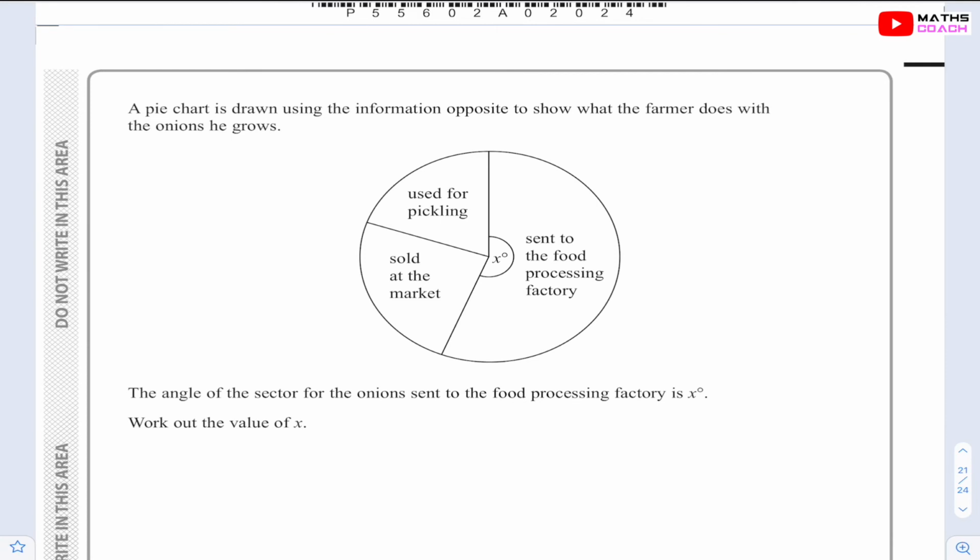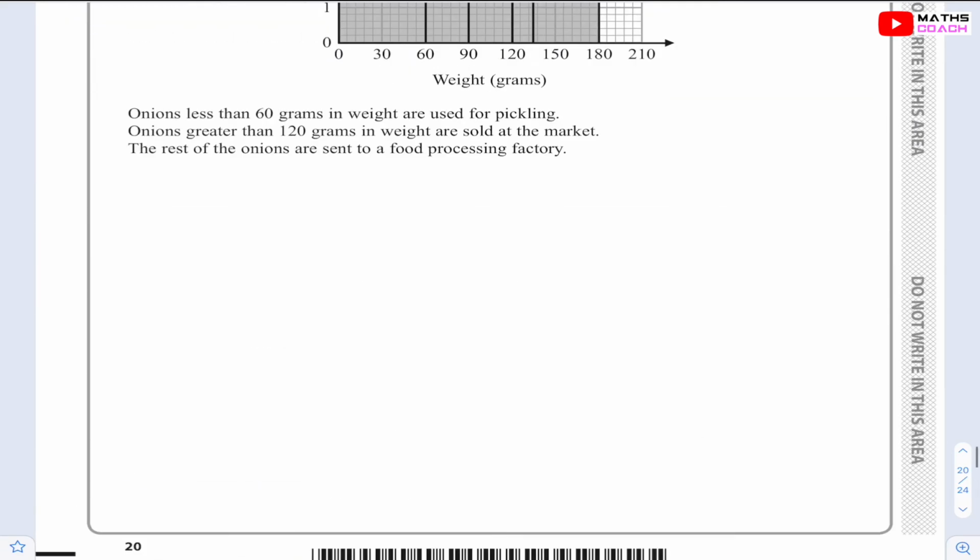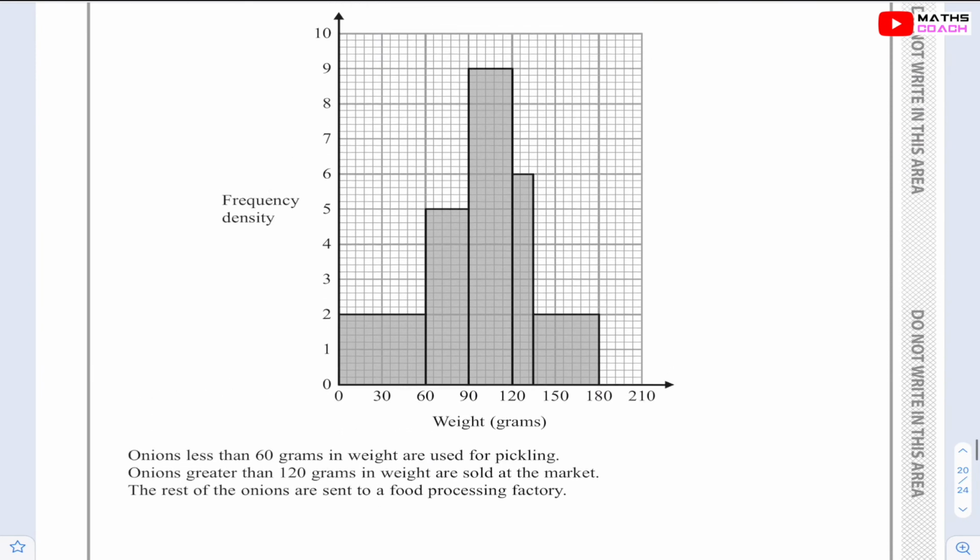A pie chart is drawn using the information opposite to show what the farmer does with the onions he grows. The angle of the sector for the onions sent to the food processing plant is X. Work out the value of X. Right, so it does want us to use this histogram, and how?